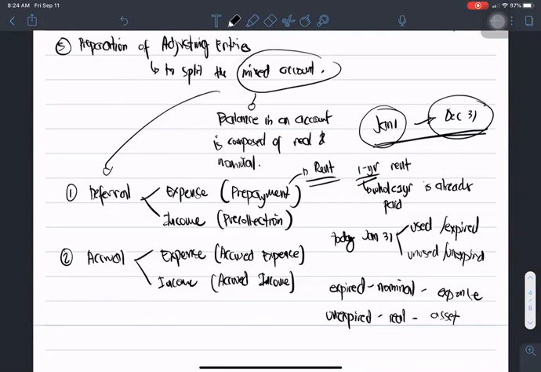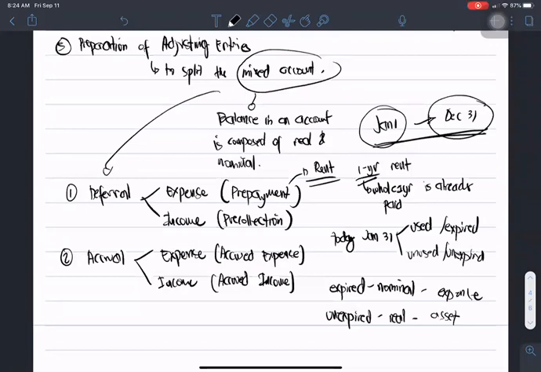So what are your mixed accounts? These are your deferrals and your accruals. When we say deferrals, that can be deferred expense or deferred income; accrual, accrued expense or accrued income. So a deferred expense is known as prepayment. A deferred income is known as pre-collection. An accrued expense is known as accrued expense. And accrual income is known as accrued income.